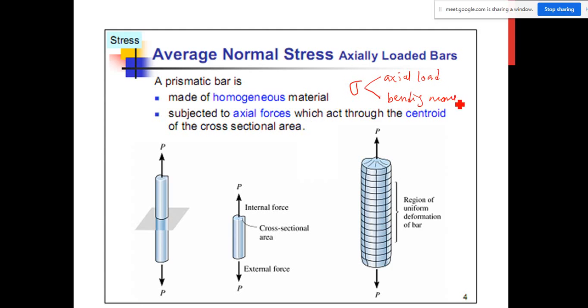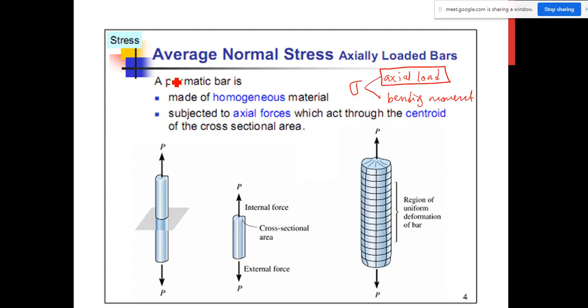Okay, bending moment. If you have axial load, normal stress will be developed. If you have bending moment, normal stress will also be developed. For this slide, we will start with the axial load. What is the normal stress due to axial load?